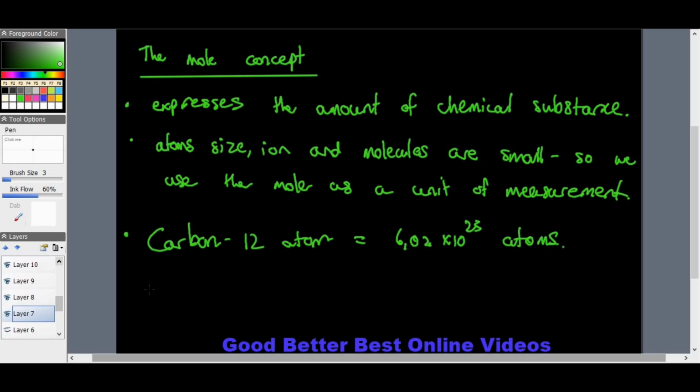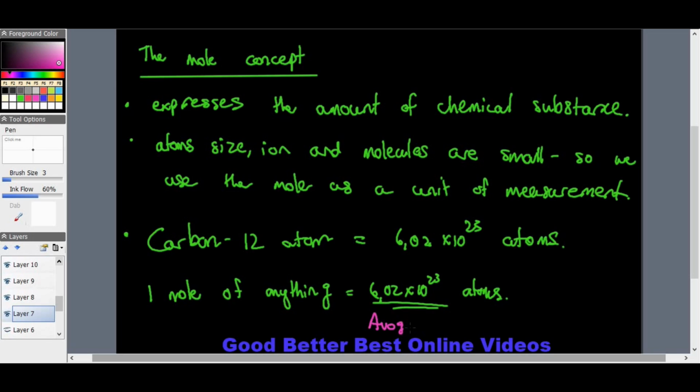So in other words, 1 mole of anything is equal to about 6,02 times 10 to the power of 23 of that object, atoms. Again, 1 mole of an element in grams contains about 6,02 times 10 to the power of 23 atoms. Another example: 1 mole of carbon equals 6,02 times 10 to the power of 23 carbon atoms, and 1 mole of bananas would be 6,02 times 10 to the power of 23 bananas. This number is known, under this section, as Avogadro's number.